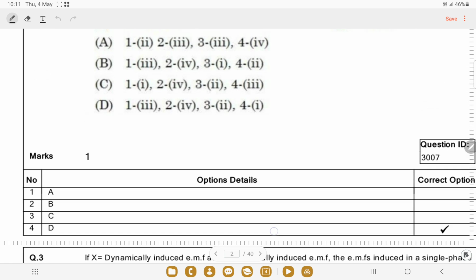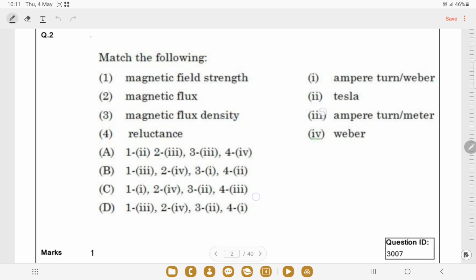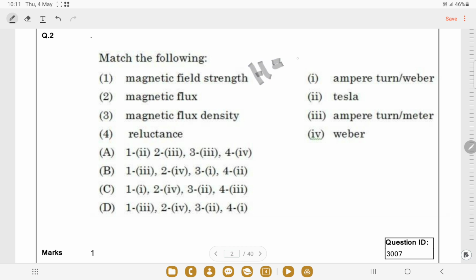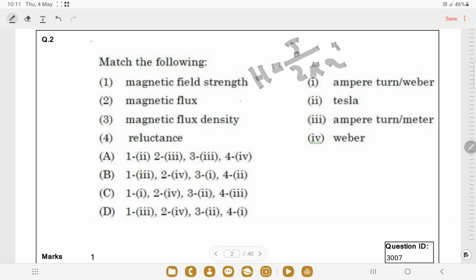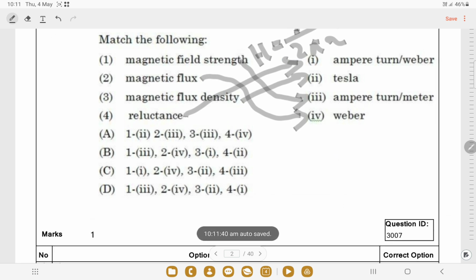Next question, it is given here to match the following. The first is given here magnetic field strength. Magnetic field strength, it is denoted by H, and we know that H is equal to I by 2πR. So the unit will be ampere per meter. So it will be option 3. Next, magnetic flux. Magnetic flux, we know it is given by Weber. Then we have magnetic flux density. Magnetic flux density is always given by the Tesla. Then finally, the last option is 1 ampere turn per Weber for reluctance. So if we match with this one, it will be option D. It's given field strength as the ampere per turn.